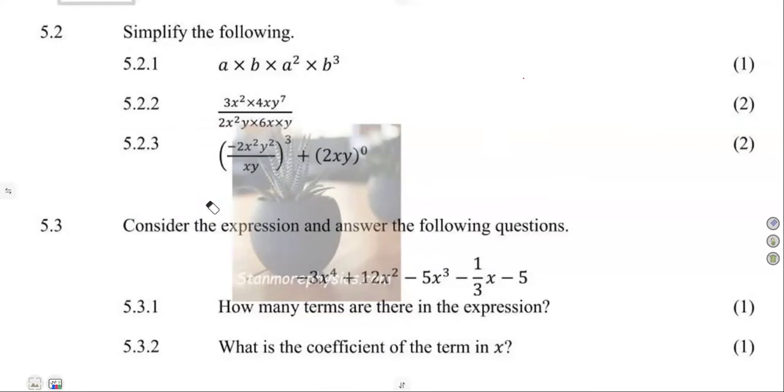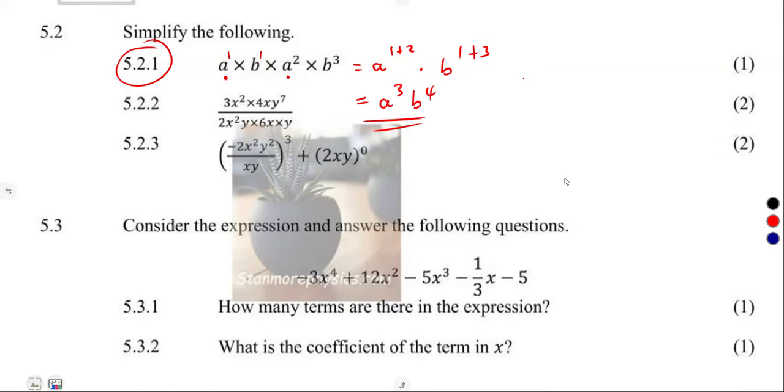Simplify this. All right, let's consider what we have. There we simply have to consider the idea of working with the same bases on 5.2.1. The base of A and the base of A, you're multiplying, simply add the exponents: 1 plus 2. The base of B, this is B to the exponent of 1, this is B to the exponent of 3. Add the exponents. So that's A to the exponent of 3, B to the exponent of 4. Just like that, all right?